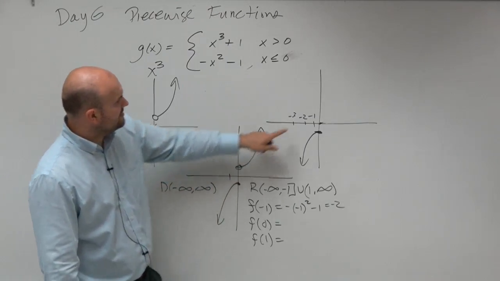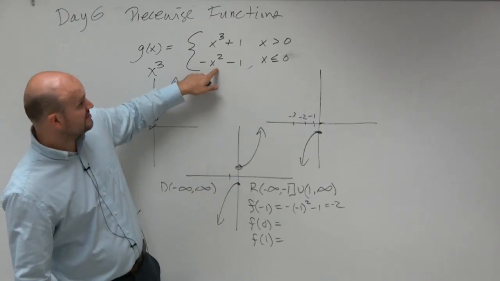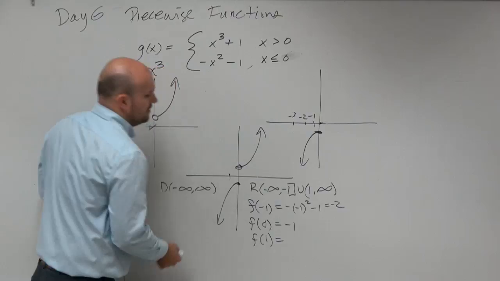Which one was this one again? Oh, yeah, this one's over here, which is that x squared. So you just plug 0 in there. 0 squared is 0. 0 times a negative is always still 0. And then it's just going to equal -1.